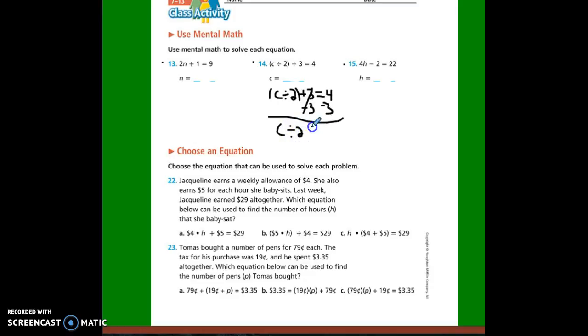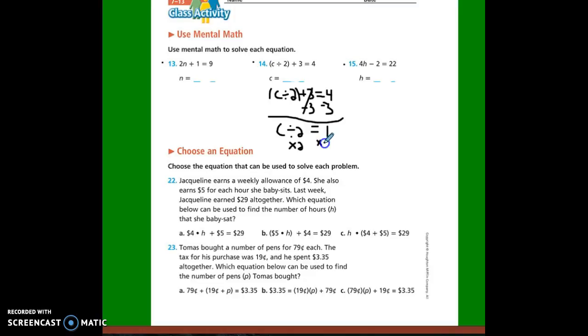So c divided by 2 equals, and I do my 4 minus 3, which is 1. Then I'm going to try to still get c by itself, so I'm going to do the opposite of divide. And what's the opposite of divide? Multiply. So I'm going to multiply by 2 and multiply by 2.